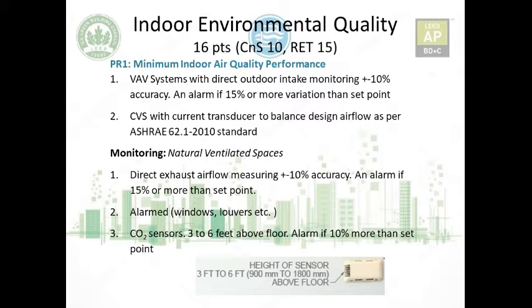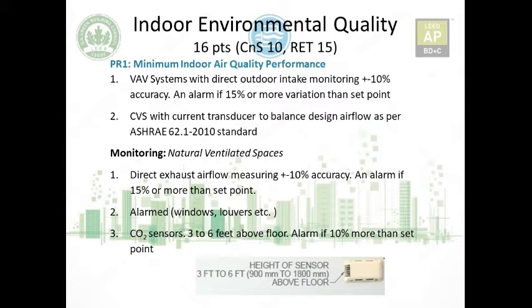And if you have put in a set point, based on your design, your requirement, the climate, or the weather, then if it varies from that set point by around 15%, it should sound an alarm. The alarm should be installed. The second is for constant volume systems with a current transducer to balance the design airflow, and this should be as per the ASHRAE 62.1-2010 standard, which will come again and again in this credit category, and in other slides we are going to see. Now the monitoring for naturally ventilated spaces.